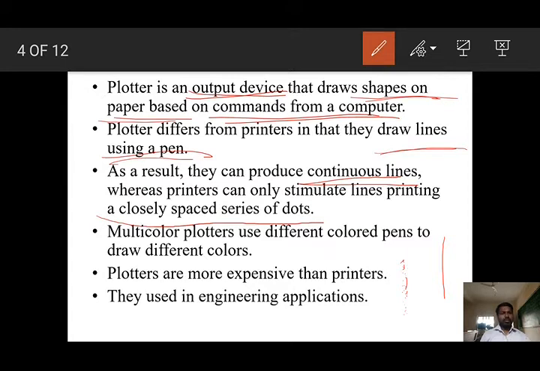Next, multicolor plotters use differently colored pens to draw different colors. Here the plotter can print different colors also with the help of different color pens. For each and every color, they have a unique pen. Understand? Plotters are more expensive than printers.